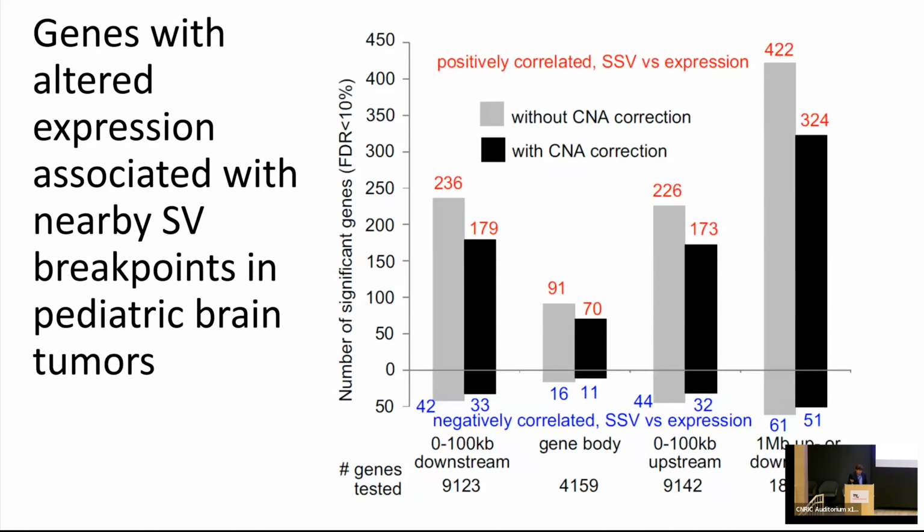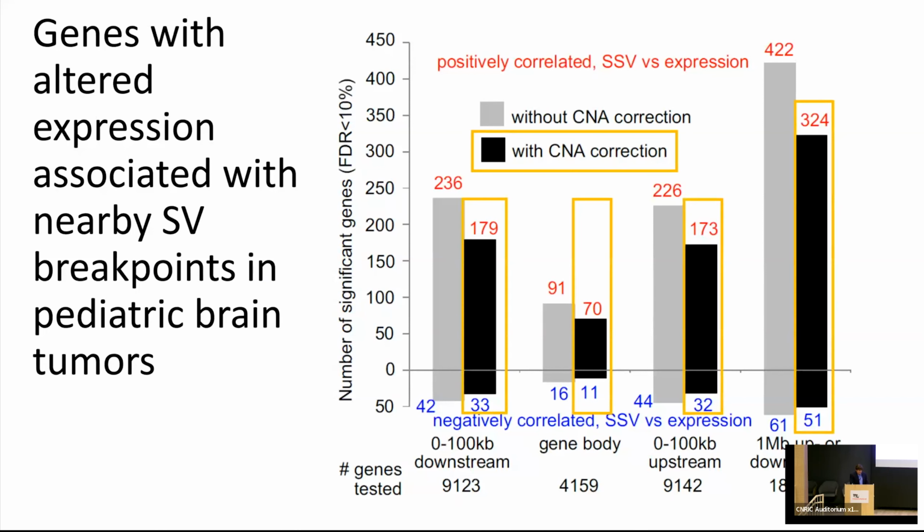Genes above the 0 axis are those that have a positive correlation between SV breakpoints versus expression, so genes that are highly expressed in relation to a nearby SV breakpoint. Genes below the 0 axis are those that have a negative correlation between SVs and expression. And then here we're also looking at 2 different statistical models, and for our downstream analyses, we use this model that incorporates a copy number alteration, or CNA correction. And these would involve associations that could not be explained by copy number alteration alone.